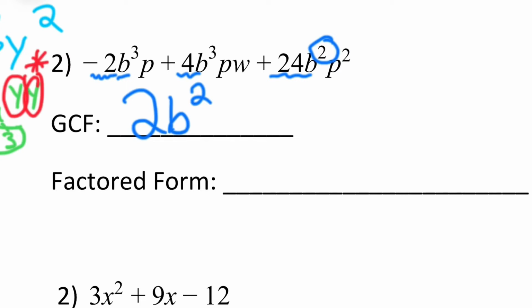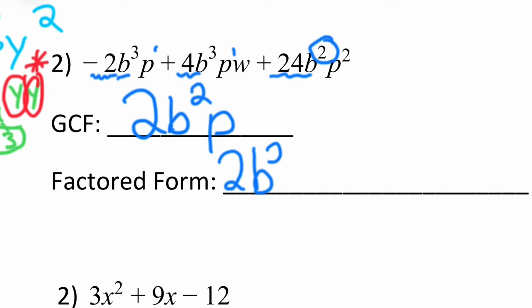Now, does each term have a p? Yes, each term has a p. The smallest exponent of p in this expression is 1. So in our GCF, we're just going to have p. Now, do each of our terms have a w? No. Our first and our third do not have a w, so we do not include it in our GCF.